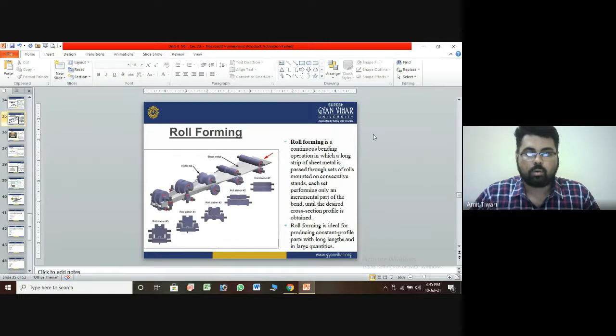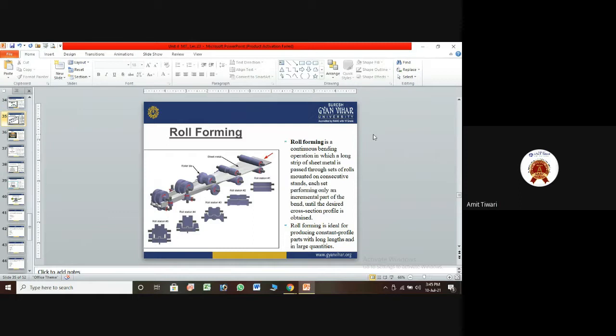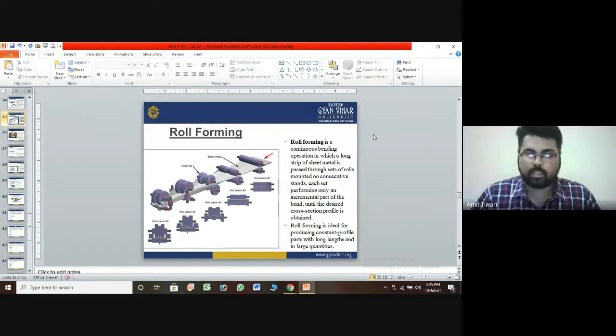Roll forming means a continuous bending operation in which a long strip of sheet metal is passed through a set of rolls mounted on consecutive stands, and each set performs only an incremental part of the bending until the desired cross-section profile is obtained. So roll forming is ideal for producing constant profile parts with long length and in large quantity.